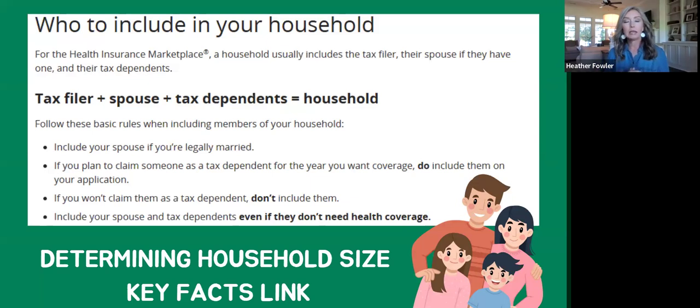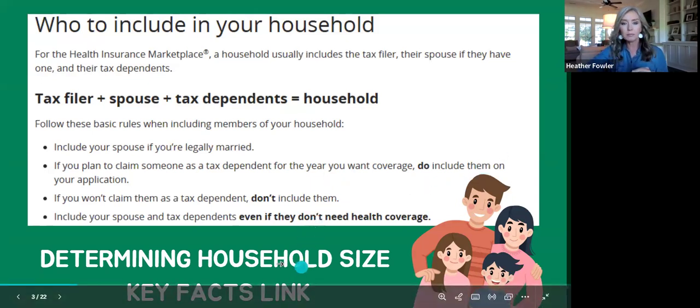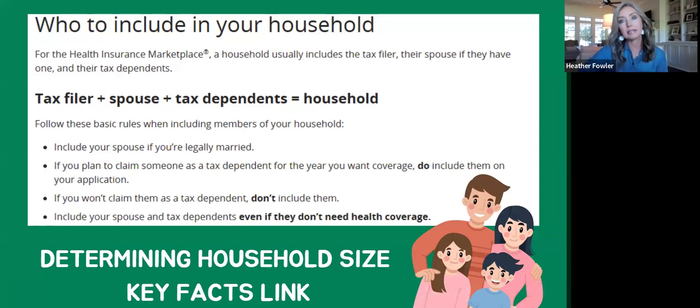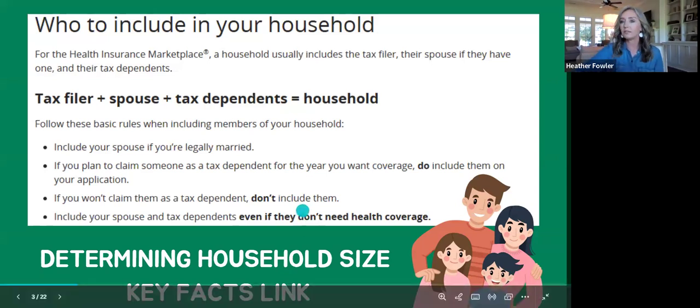Okay. And you put those people on the application, even if they don't need the health coverage. There will be a place to indicate that they're not applying for coverage, but they still need to be included on that application as part of the tax household. And so those are just some little basic things to remember. And if you want to get a little more in detail, when I send these slides out, this is a link that will take you to a document that will explain in greater detail, because I know sometimes you run into unusual situations and you need to know who to count. And so that would be a helpful resource there.